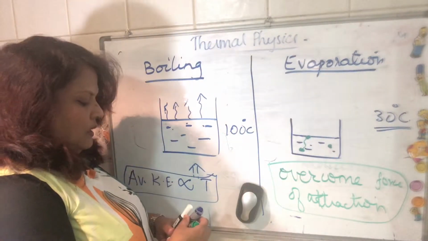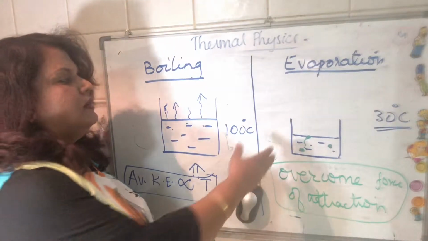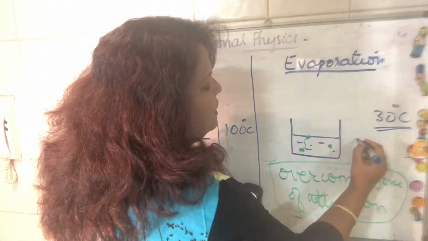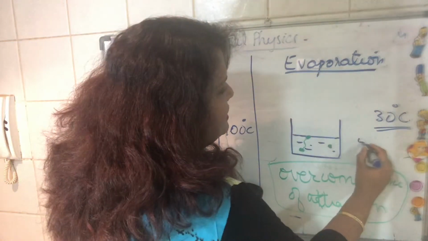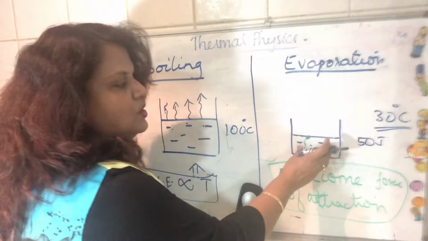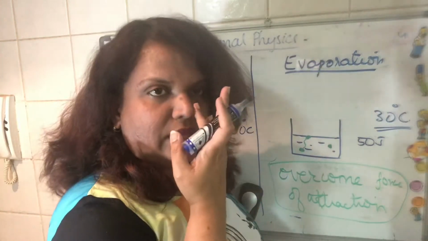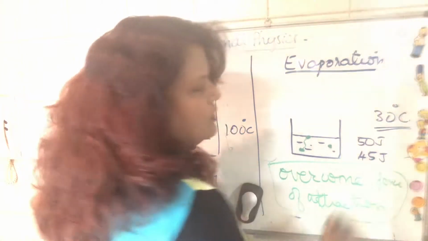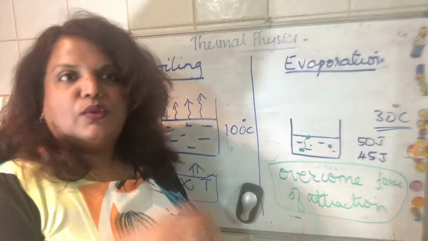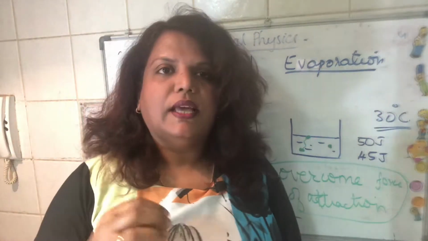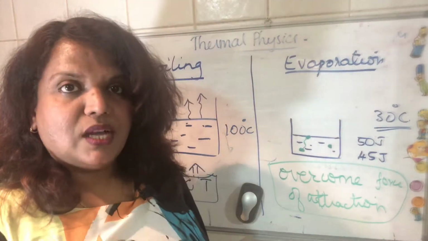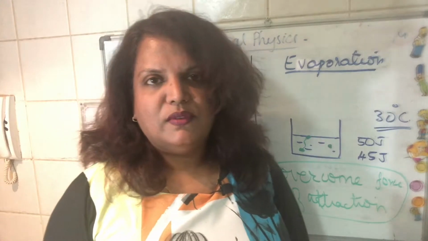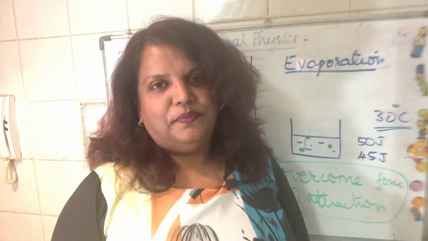Alright. Now how does this cause cooling? Earlier, if you take the average energy of the molecules, just as a rough estimation, say 50 joules. Now since two energetic molecules have escaped, this 50 joules may have dropped to say 45 joules of energy. So the average kinetic energy of the liquid has now decreased. So what will happen to the temperature? Naturally, the temperature also will be lower than before.